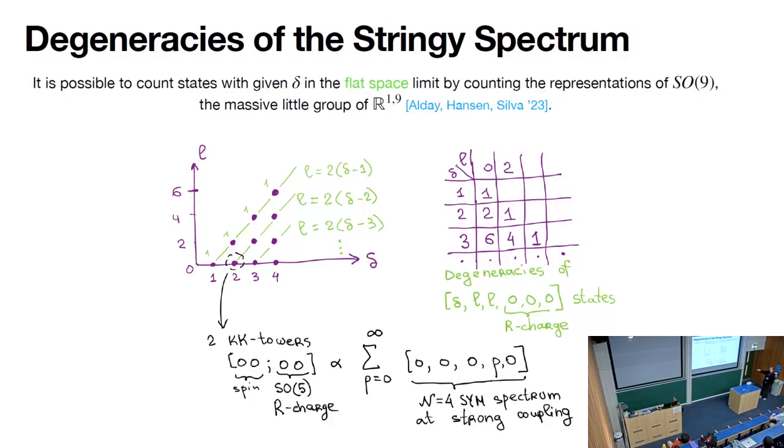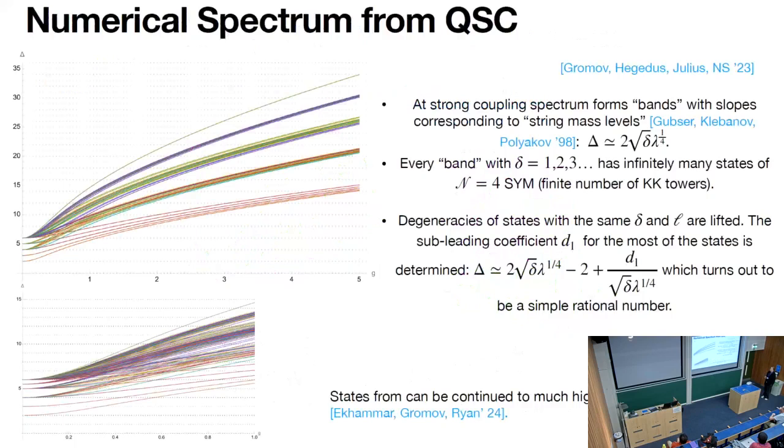Then, in principle, these 2 KK towers should map to some infinite set of states of the field theory. So this is the N=4 spectrum at strong coupling. We would like to understand what's going on with the towers which we expect from the counting. What we did is that we can find the spectrum of such single trace operators from integrability by using the quantum spectral curve. We did it in the work last year with Nikolay and Arpad.